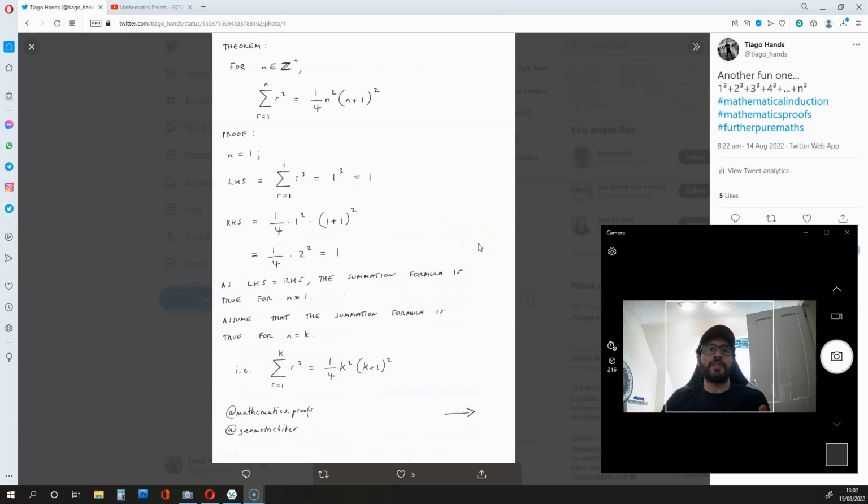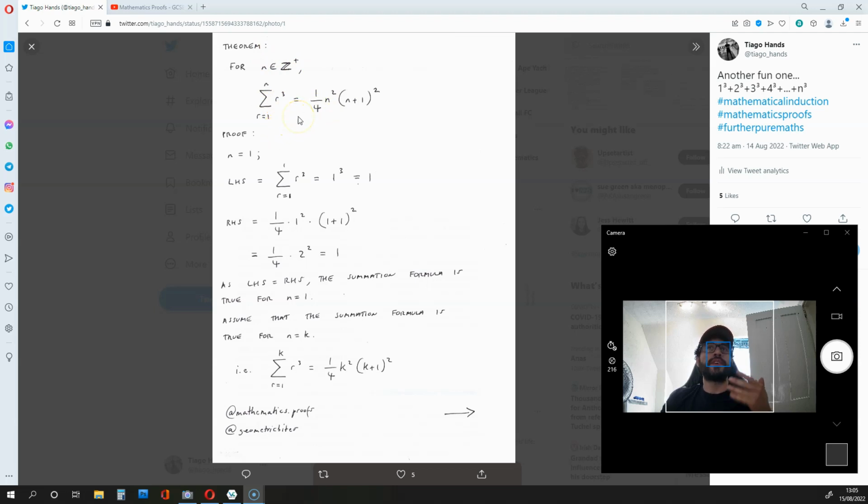So let me show you mathematical induction in practice. What we're going to demonstrate is that 1 cubed plus 2 cubed plus 3 cubed plus 4 cubed plus etc. plus n cubed is equal to a quarter times n squared times n plus 1 squared. So this over here is our theorem, okay?